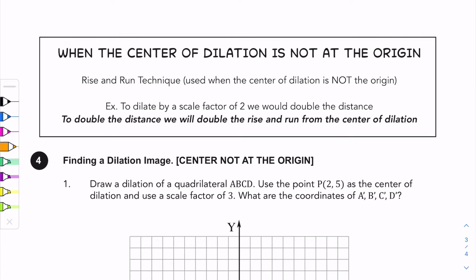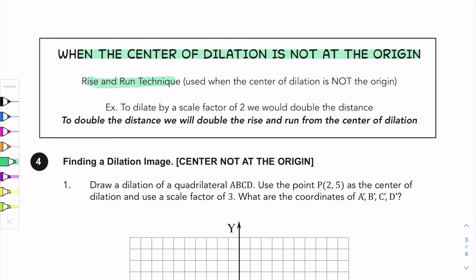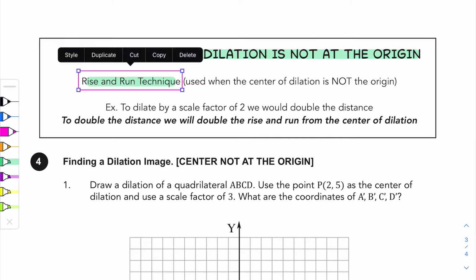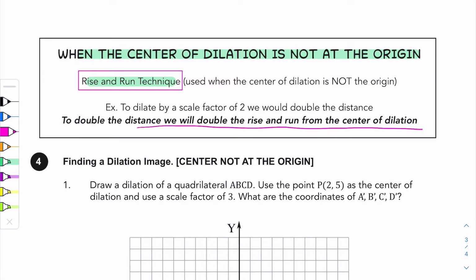Okay, next we're looking at when the center of dilation is not at the origin, so when it's not in the center of your coordinate plane. And when you are working with problems like this, you need to use the rise and run technique. It's very important. Now you can do some of this in your head, but you absolutely have to use the rise over run. It won't work any other way. So to dilate by a scale factor of 2, you would double the distance. You double the distance of the rise and run from the center of dilation.